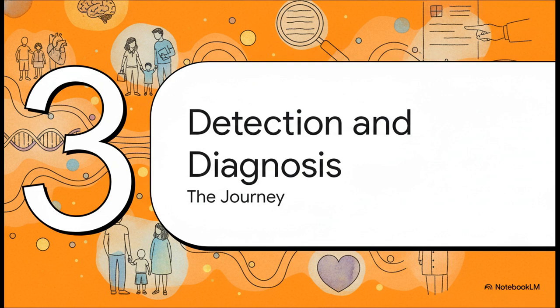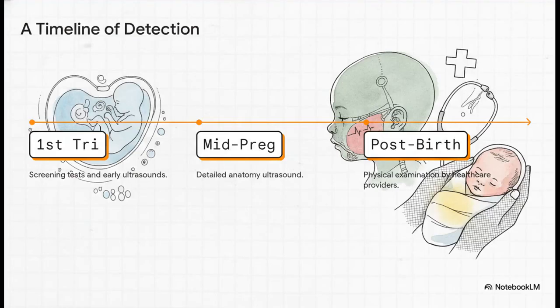Okay, so how do families and their medical teams actually learn about these conditions? That brings us to what you could call the journey of identification, the whole process of detection and diagnosis. It's really important to know that detection isn't usually a single aha moment. It's almost always a process. It might begin in the first trimester with some routine screening tests. Then, a detailed anatomy ultrasound a bit later in the pregnancy can offer a much clearer picture. And for some, the identification doesn't happen until after birth, during a physical exam by the baby's doctors and nurses.